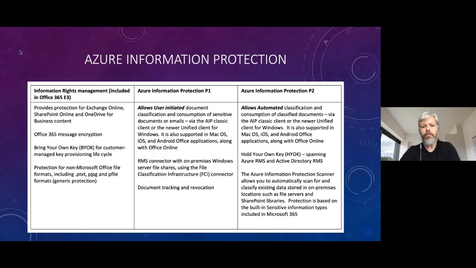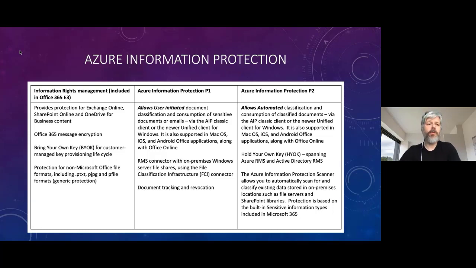What you can also do is you can use the RMS connector with on-premises Windows Server file shares using the file classification infrastructure, and you can complete document tracking and revocation. So there's an application that you can download and log in with your Microsoft 365 credentials. And if any content is labeled with a classification label, sensitivity label, you can use that app to track those documents and revoke access as well if you need to.